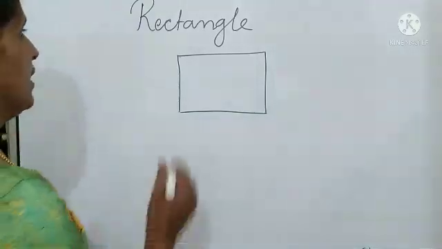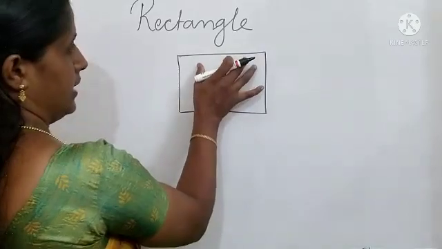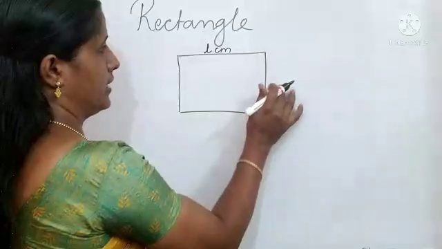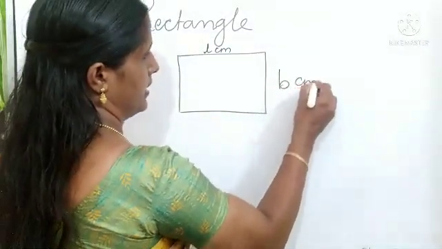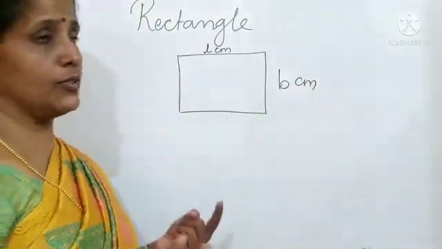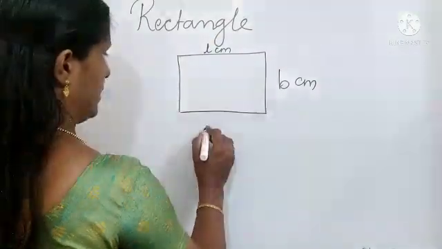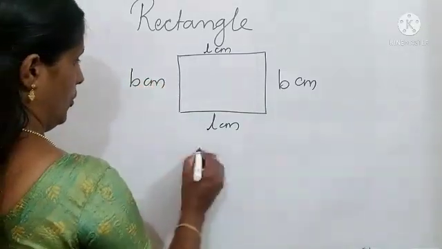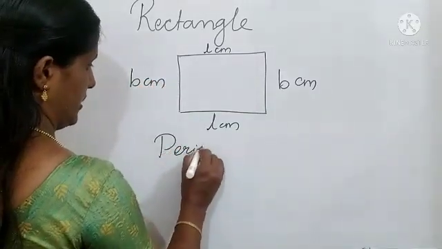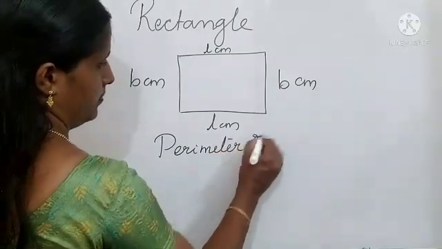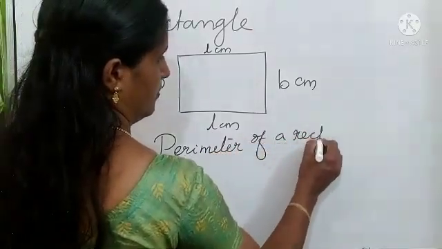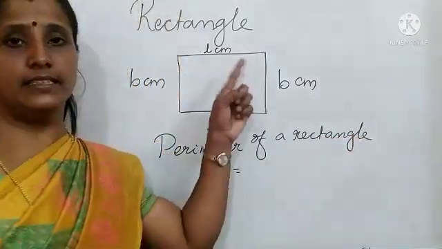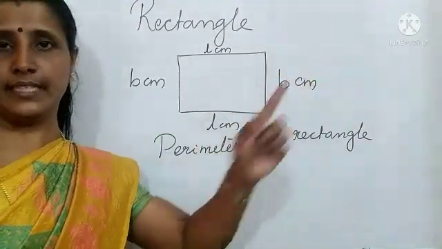So let's see. Here I mentioned the length L centimeter and here the breadth mentioned in B centimeter. So already we have to know the opposite sides are equal. So in this side also L centimeter and here B centimeter. So the perimeter of a rectangle is equal to adding the sides of the given figure, isn't it?